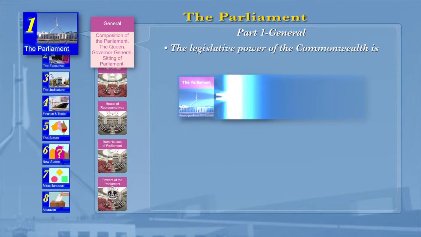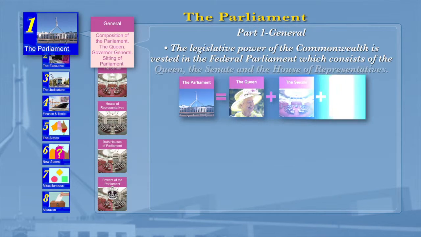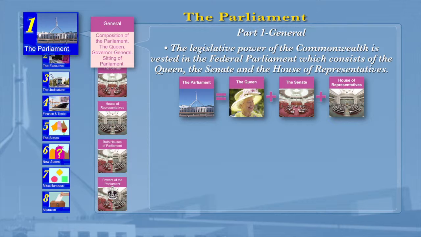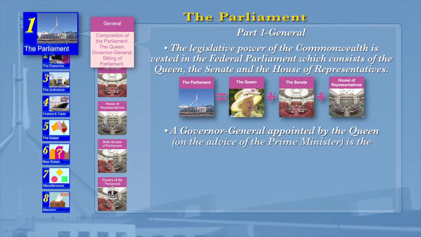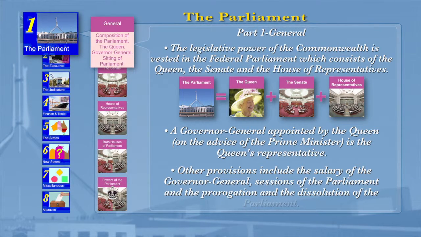The legislative power of the Commonwealth is vested in the Federal Parliament, which consists of the Queen of Australia, the Senate, and the House of Representatives. The Governor-General, appointed by the Queen on the advice of the Prime Minister, is the Queen's representative. Other provisions include the salary of the Governor-General, sessions of the Parliament, and the prorogation and dissolution of the Parliament.